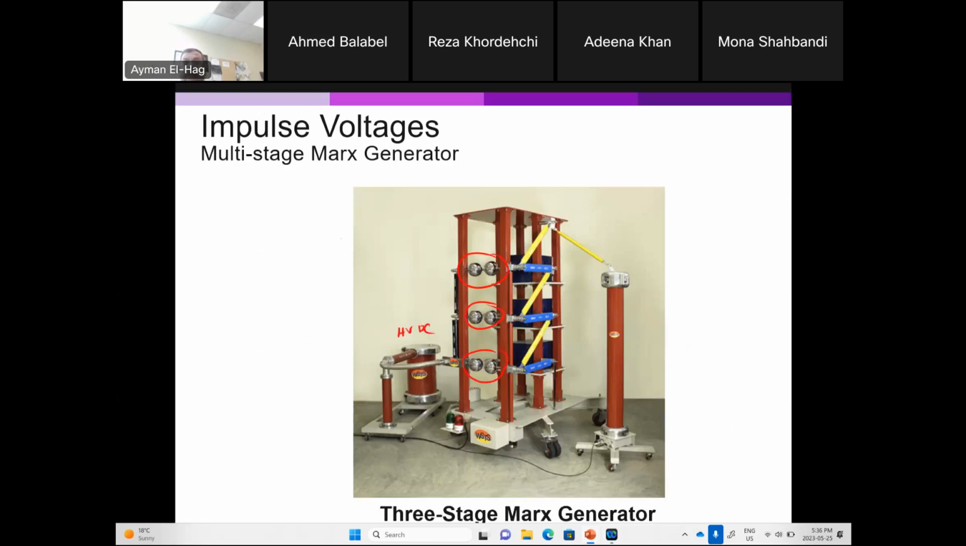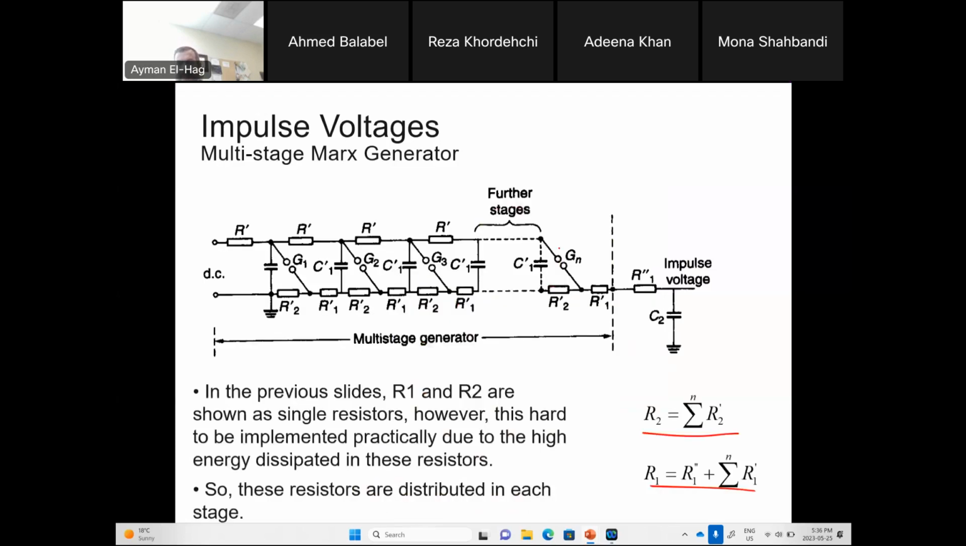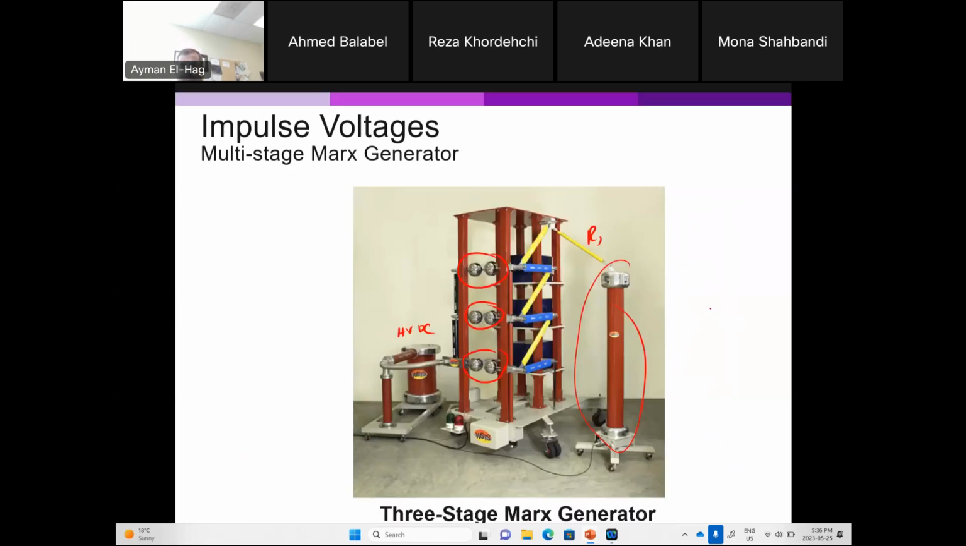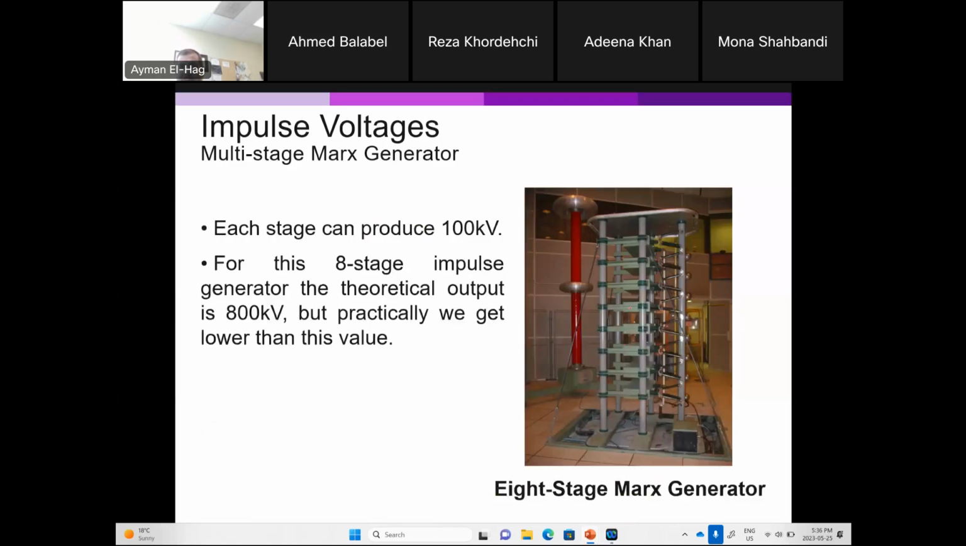Again, I will try to make a close video of our generators in the lab to show you all these resistors as well. Now, what is this? We'll talk about that later on. This is basically to measure the voltage. We'll talk about that next week. This is your R1, the one that connects between your generator and your load. This is 1, 2, 3, 4, 5, 6, 7, 8 stages. Each one is 100 kilovolt, so we can get up to 800 kilovolt output from your generator.